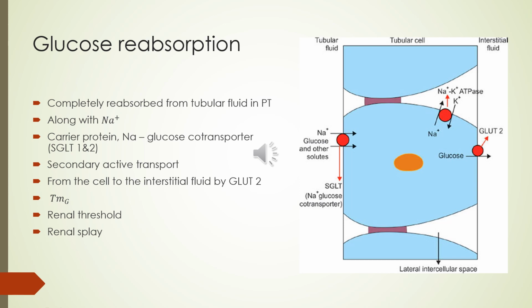Here, certain terms are to be recollected that we have learned in the previous session, that is transport maximum, renal threshold, transport maximum for glucose, and renal splay.